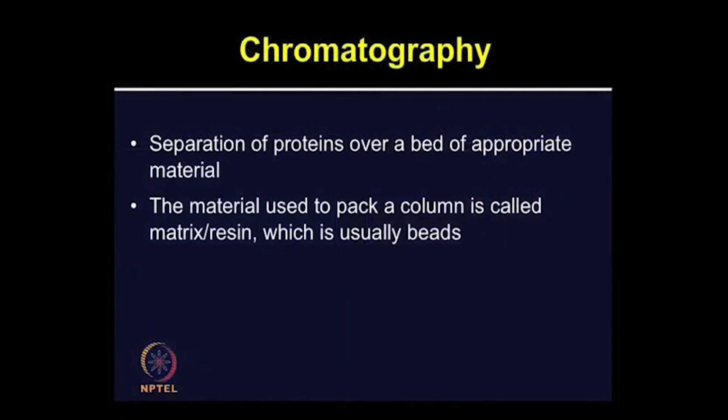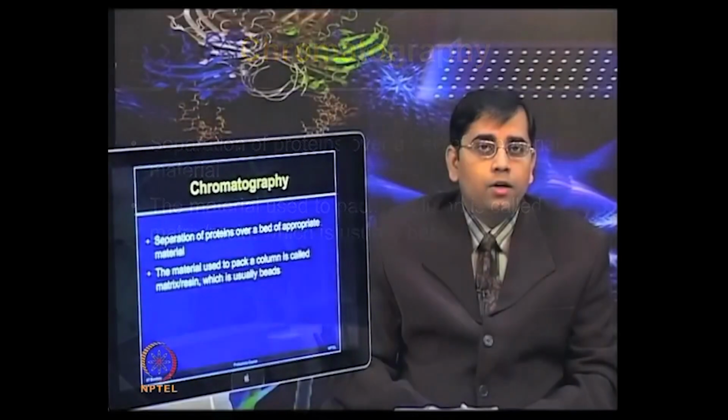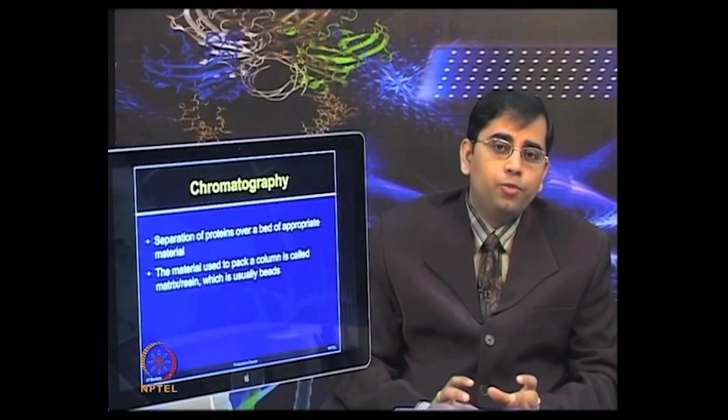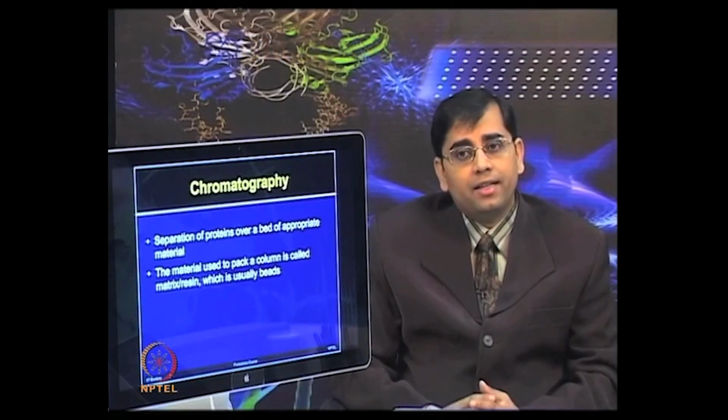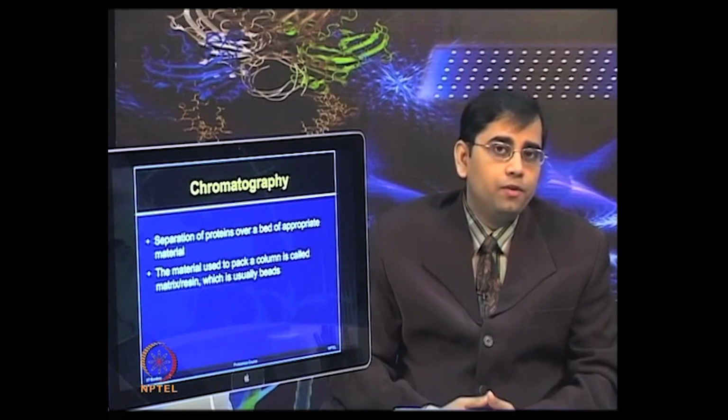So, chromatographic methods involve separation of proteins over a bed of appropriate material. These materials are usually packed in a given column and known as matrix or resin. These matrices and resins are usually beads with or without attached chemical groups. Now, the binding and interaction of proteins with the column matrix is an important feature of chromatography.